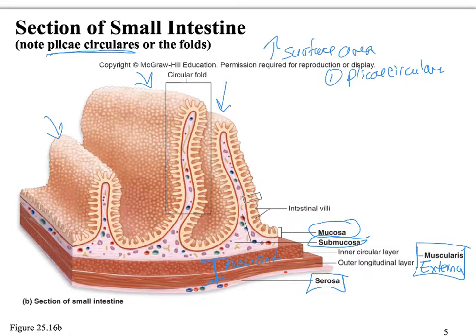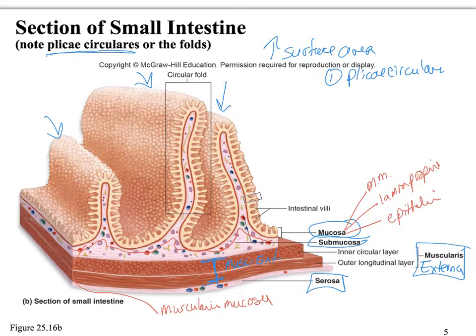Now, one thing I don't like about this picture is that they are not showing the muscularis interna. So I am drawing it in for you. Or, not interna, muscularis mucosae. Did I say interna? What am I thinking of? Mucosae, all right. So the mucosa consists of the muscularis mucosae, the lamina propria, and the epithelium. Now, since we're dealing with small intestines, what is it going to be? Simple columnar, okay?